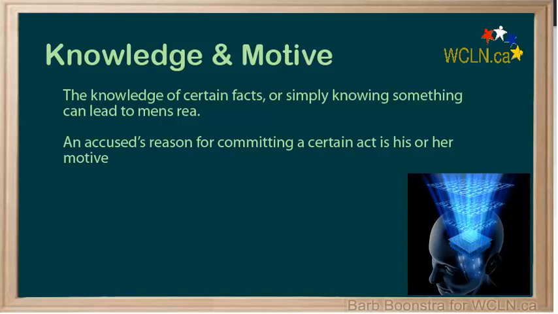An accused's reason for committing a certain act is his or her motive. This is not the same as knowledge and is considered circumstantial evidence, but understanding why a person would commit a crime is helpful to police and can be used effectively by a prosecutor.